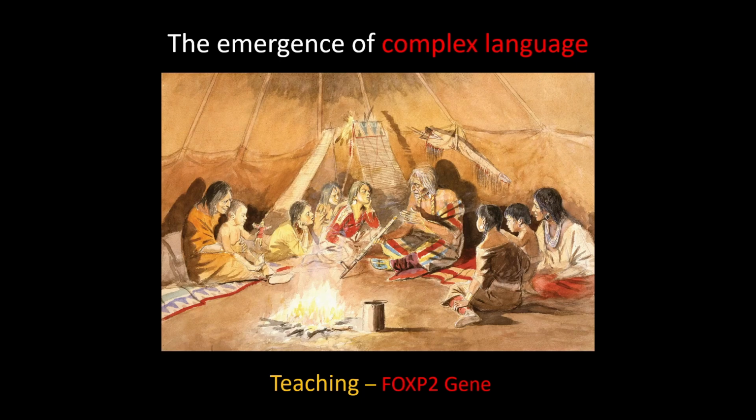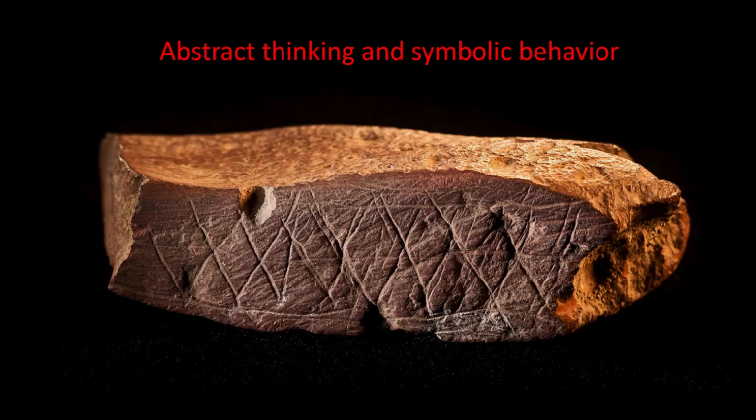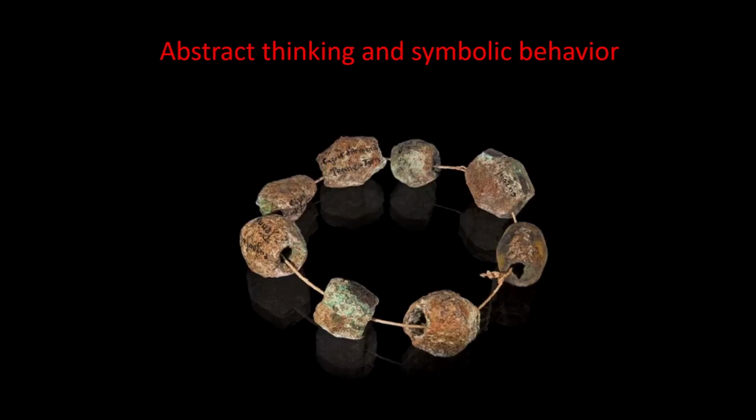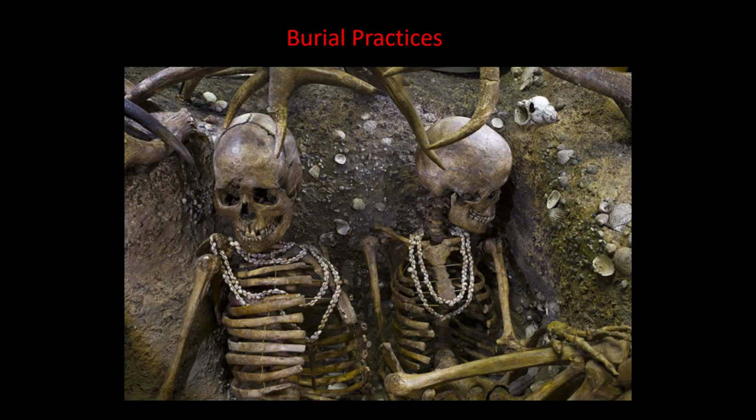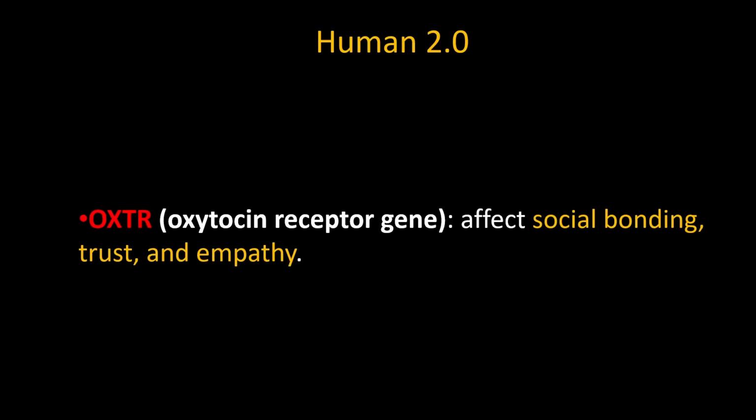This is humans 2.0. It allowed for abstract thinking and symbolic behavior. This is some little piece of stone 75,000 years ago. What was this person thinking? Was it some kind of form of mathematics or keeping track of his herds, or I don't know what it was. But abstract thinking and symbolic behaviors and art started coming, and burial practices started happening that had never happened before. And another gene, there's 3 genes I want to talk about, is the oxytocin receptor gene.